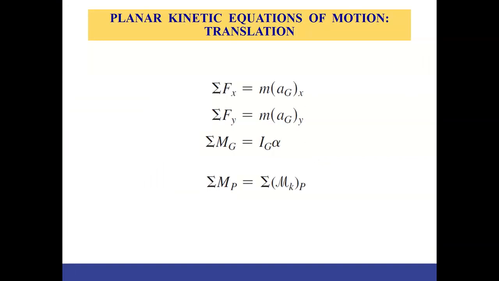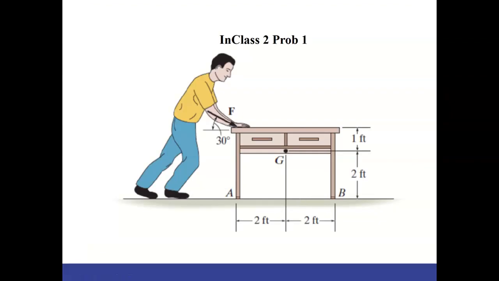These 4 are the kinetic equations of motion for translation of a rigid body. The only difference for translation is that this term is 0, because the rigid body does not have any angular acceleration. So sigma M_G, that is the sum of all the moments about the body's mass center, is 0, and about any arbitrary point P it is the sum of kinetic moments. So let's look into this problem.